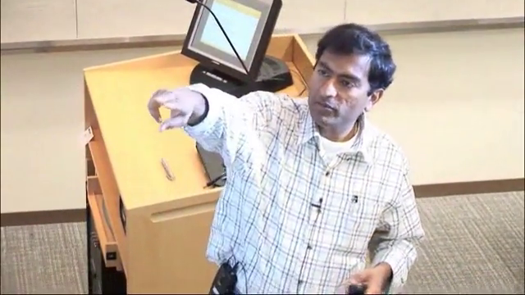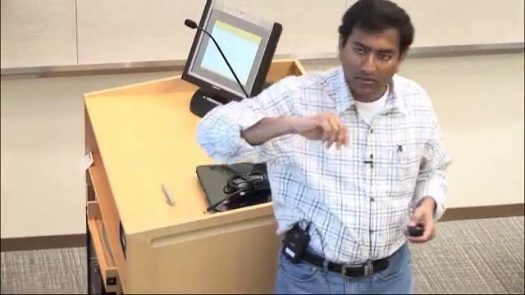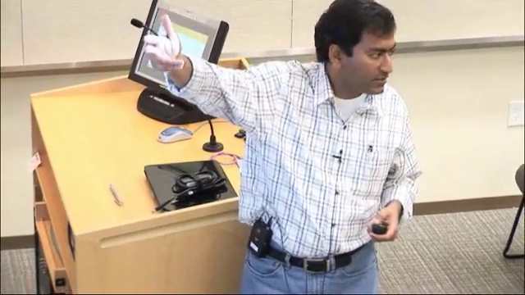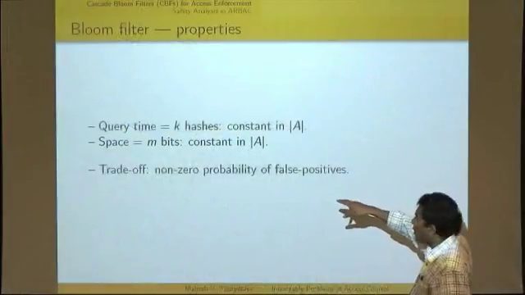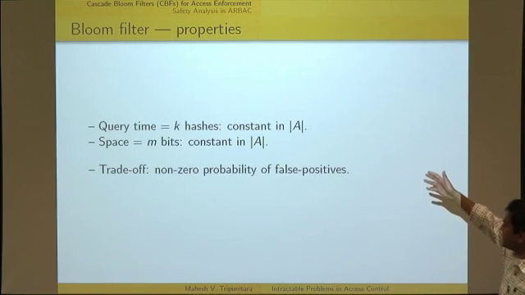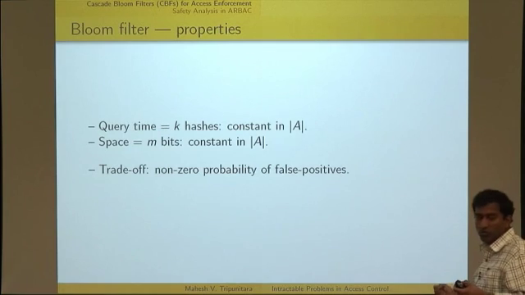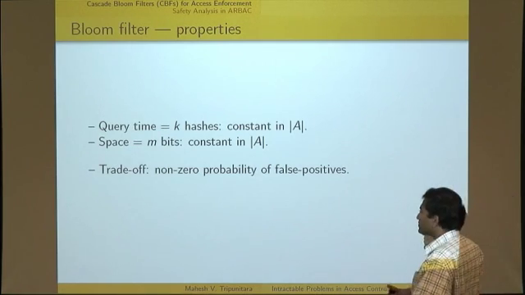What is the query time? Well, it's the time of doing k hashes. Now, I could choose k to be constant in the size of the set A. The space is the m bits, which could also be chosen constant in A. So this seems magical, because I seem to have broken the time-space trade-off.